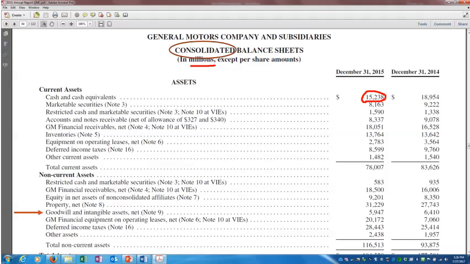And when they have a merger or acquisition, they buy another company, they normally end up with goodwill. We talked about that back in Intermediate Accounting 1. So we'll be picking up and talking a little bit more about that in this course as well.